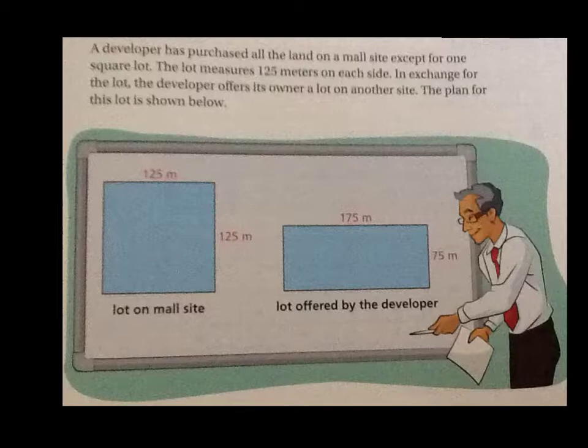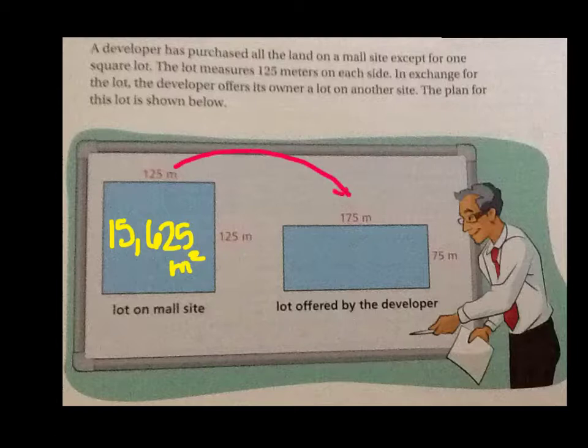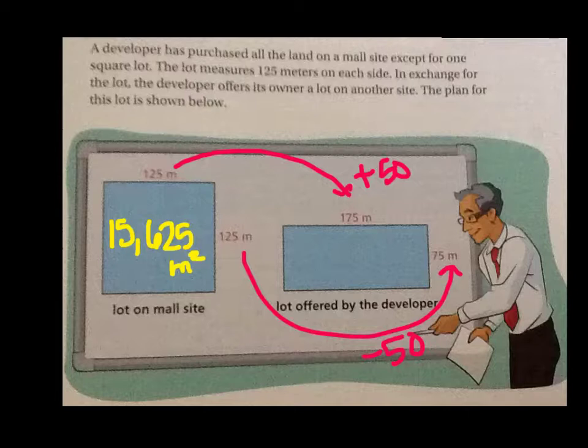So if I were to do a little bit of math, the area of that lot is 15,625 meters squared. And it looks like, if I look at this, it's increasing by 50 meters on one side and decreasing by 50 meters on the other side. So we have 175 times 75. So you'd think that that would be a fair trade, right? You're gaining 50 meters on one side and you're losing 50 meters on the other side, but you still have the same meters on each side.